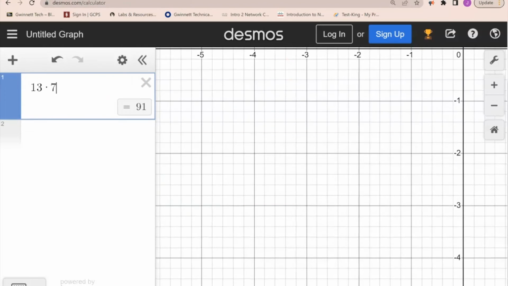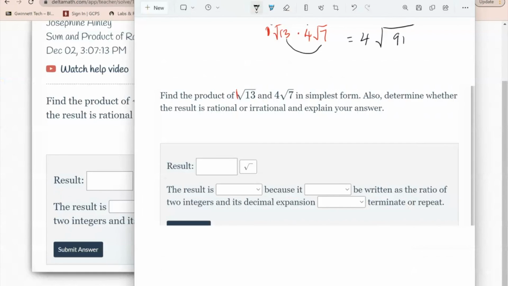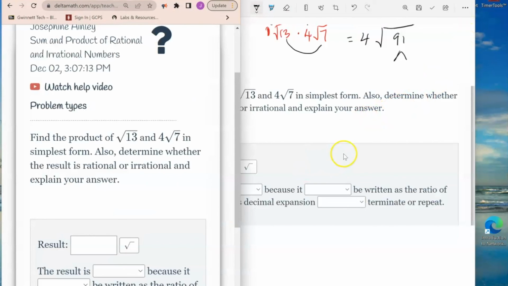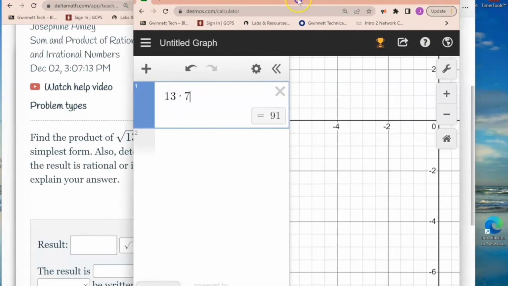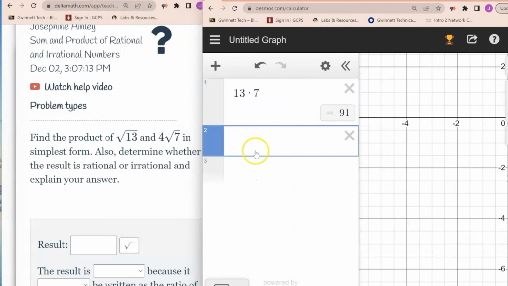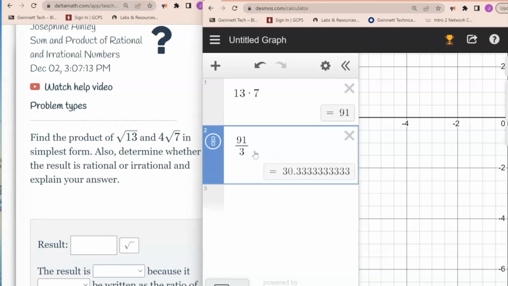$91. All right, can I simplify 91? So I'm checking 91. I'm going to check 2, 3, just prime numbers, right? So 91 divided by 2 doesn't work. 91 divided by 3 doesn't work.